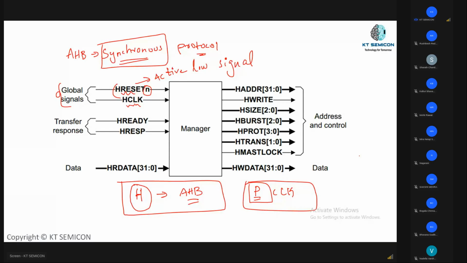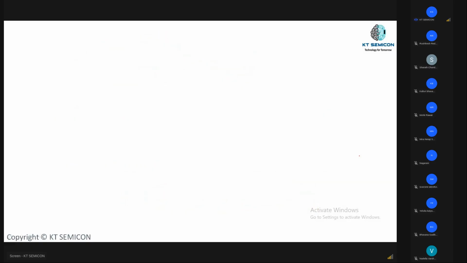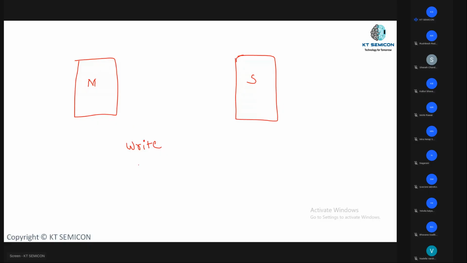Now, you have two signals which are known as transfer response signals. So let's say this is your master and this is your slave. Let's say the master wants to perform some write operation. In the case of a write operation, the data flow is from master to slave. Remember this. And in the case of a read operation, the data flow is from slave to master. Please remember these two directions.